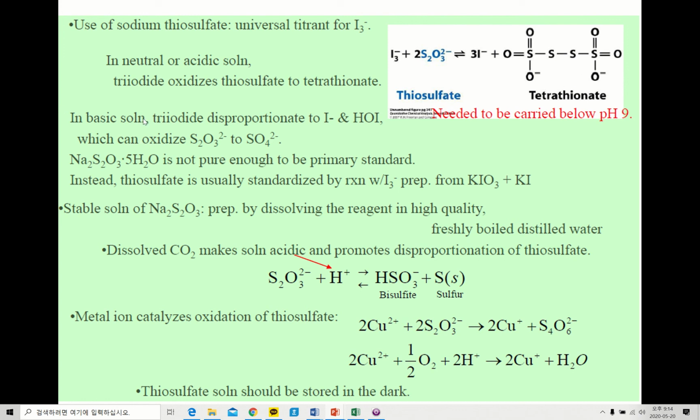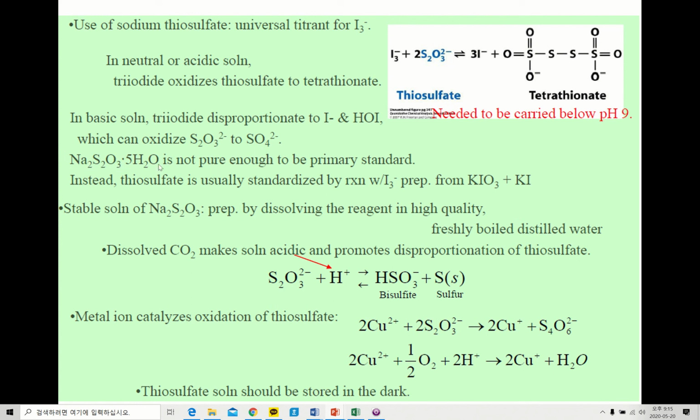In basic solution, triiodide disproportionates to iodide and this one. What's the name for this one? Hypoiodous acid, which can oxidize thiosulfate to sulfate.